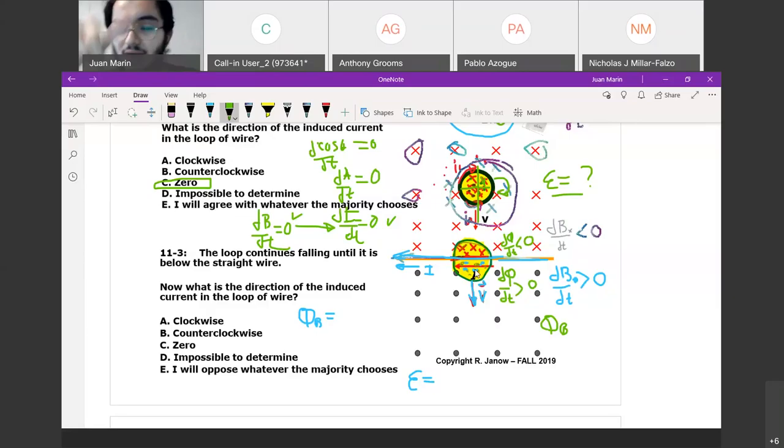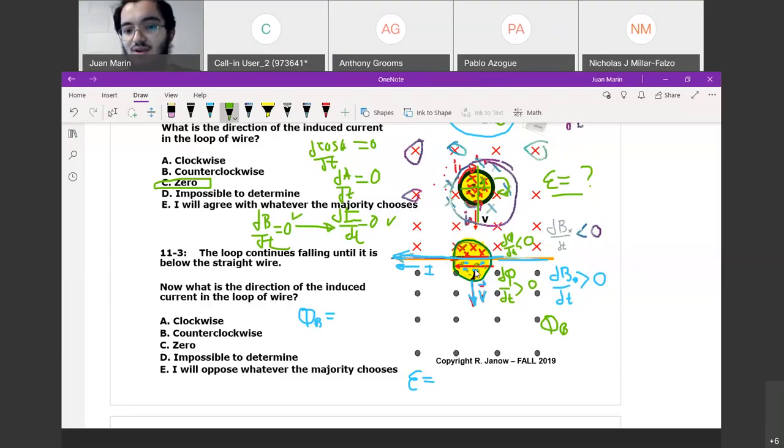What is the direction of the increasing number of magnetic field lines? It is going to be out of the page, right? You have more dots than crosses as the loop moves down. So if you have more dots, what do you want to have more of to compensate? That's the question. Because of conservation of energy, Lenz's law, you want to have an opposition to this change in magnetic flux.